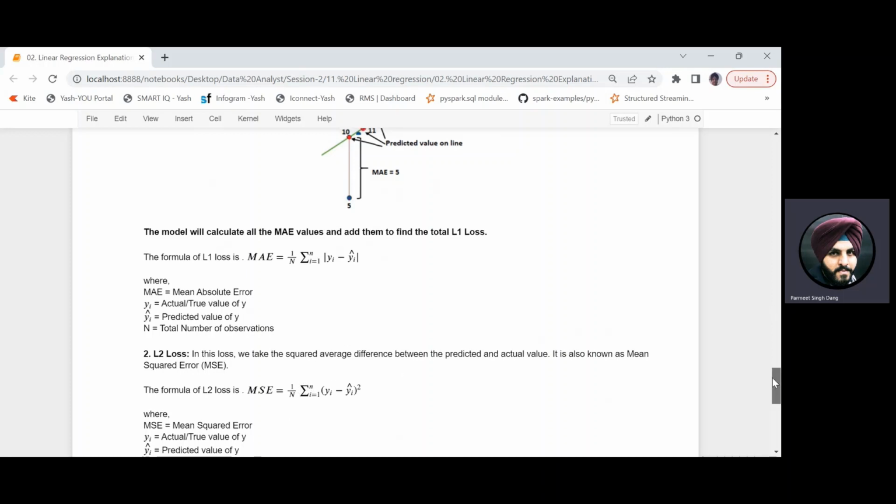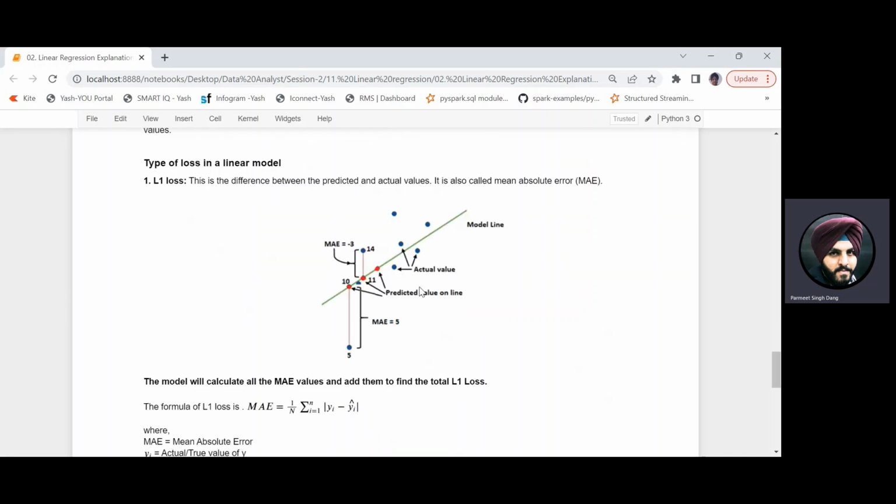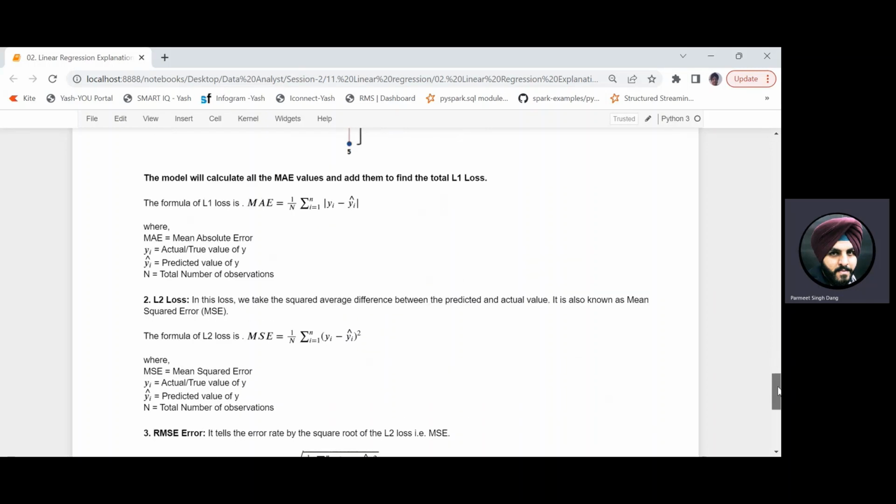The only difference between L1 and L2 loss is that L1 loss is the absolute difference between the actual and the predicted values, whereas mean squared error or L2 loss is the squared difference. So we just take a difference and then do a square to get rid of the negative values.